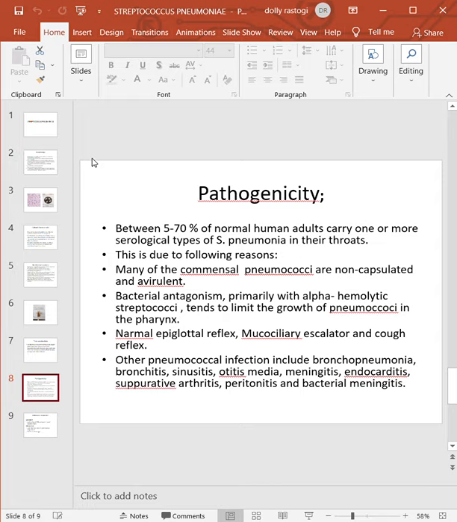Pathogenically, between 5 to 70% of normal human adults harbor Streptococcus pneumoniae in their throats because it is a commensal, and many of the commensal pneumococci are non-capsulated and avirulent.